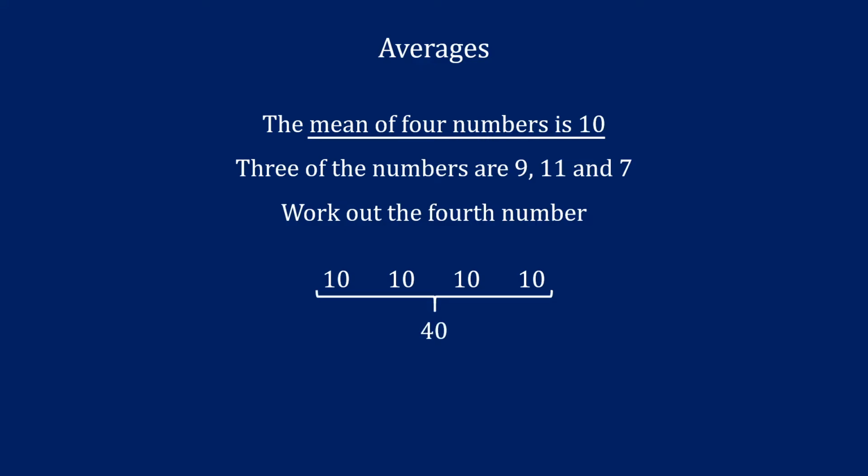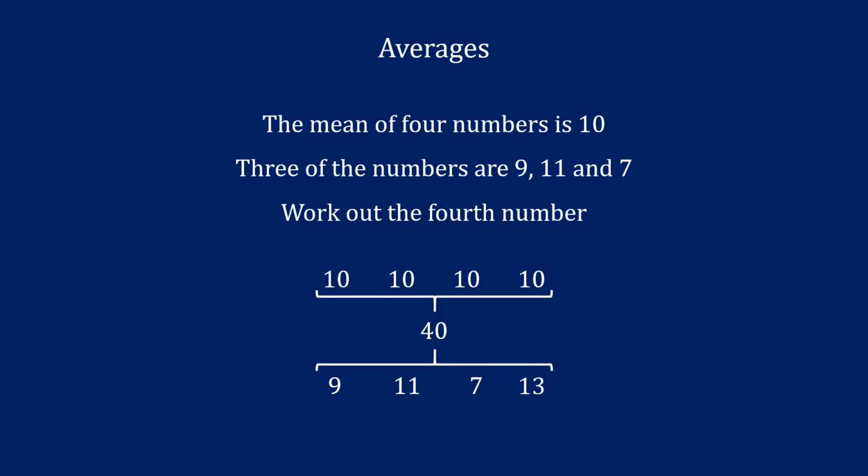So if I'm trying to find my original numbers, I'm going to redistribute that 40 amongst the numbers that I have. So I'm going to redistribute the 40 into 9, 11, 7, and my missing number, which I'm going to call x. So 9 plus 11 is 20, 20 plus 7 is 27. If I'm distributing 40 and I already distributed 27, what is my missing number? My missing number is 13. Easy peasy.